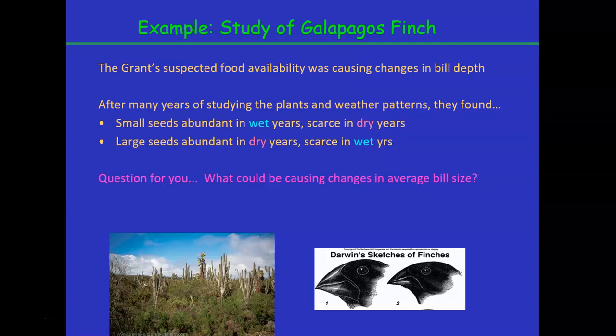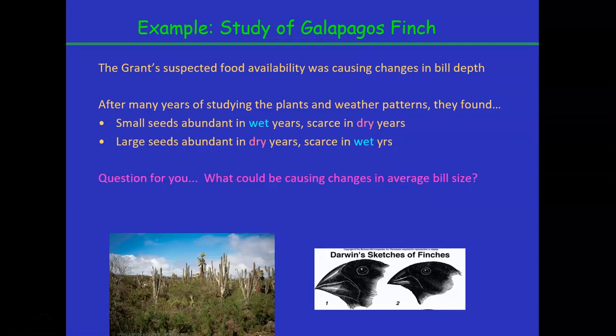They found that during years of abundant rainfall, so wet years, the seeds that were most abundant were very small seeds. And yet the species of plants that make small seeds during dry years, there were not many of those seeds produced. Okay? Instead, during dry years, plants that make large seeds were the ones that were making the most seeds on the island. Okay? So during wet years, you get lots of small seeds. During dry years, you get lots of large seeds.